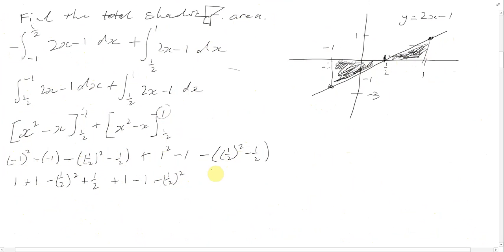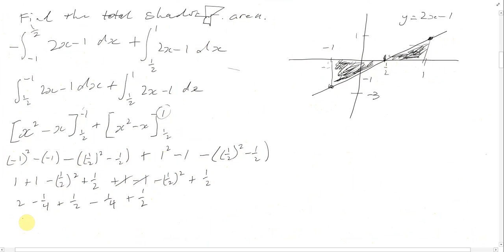And minus and a minus is a plus, plus a half. Okay, getting there. 1 plus 1, that's a 2. Minus half squared, so that's minus a quarter. Plus a half. Minus 1 and a plus 1, cancel out. Minus half squared, so that's minus a quarter. And plus a half.